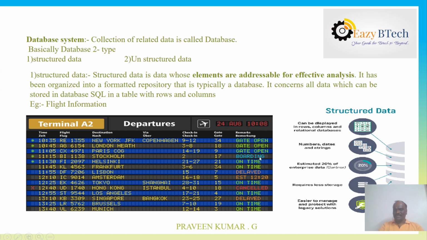Boarding is starting. And if you take the Hong Kong flight, it is cancelled. By using this particular tabular form, we can identify the total details of the flight and the status of the flight. This type of data is structured data. What type of structured data is maintained in this example? Data in the form of tables.